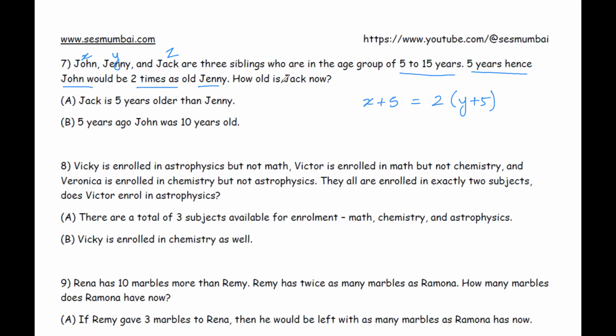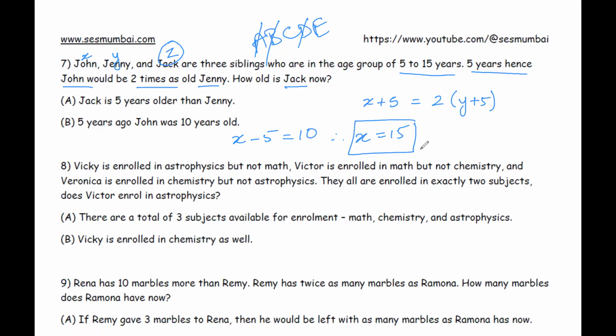With this equation, how old is Jack? That is Z. We cannot figure out the answer from statement A. So A is out, D is out. Second statement, 5 years ago, John was 10 years old. So from the second statement, we know that John is 15 years old. But that also doesn't tell us Jack's age, right? So B is also out.